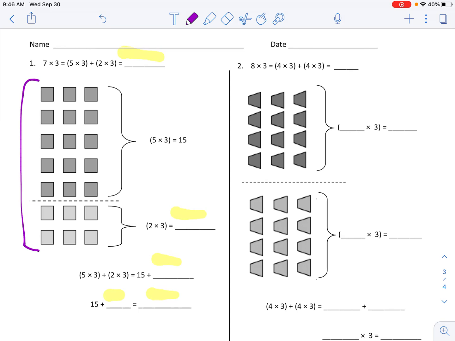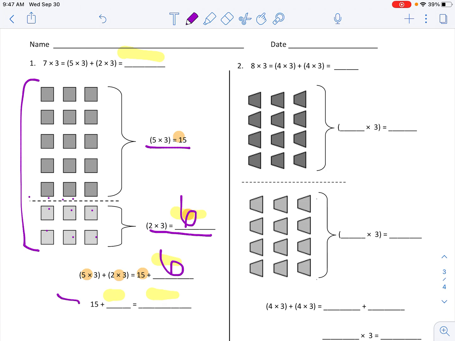7 times 3 is the total array. They decided to split it at this dotted line into the top 5 times 3, which is 15 squares. It's asking us what's in the bottom array, which is 2 times 3. So if I count 1, 2, 3, 4, 5, 6, I have 6 squares in that bottom array. Second part of the problem says 5 times 3 plus 2 times 3 is the same thing as 15 plus what? Well, here's my 15 at the top part of my array. I have 6 at the bottom part of my array, so 6 goes right here.